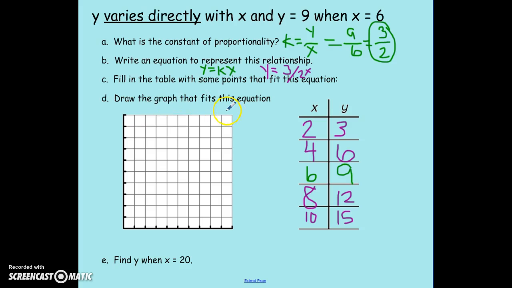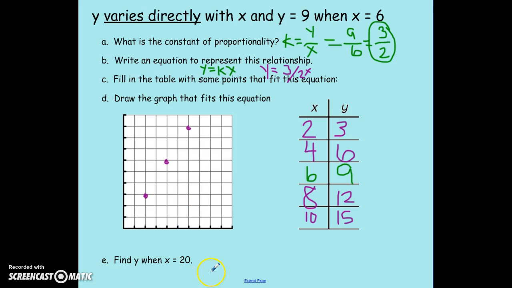Then letter D says to draw a graph that fits the equation. So we're just going to sketch this real quick. 2, 3, 4, 6, 6, 9. And I messed up on my graph. 2, 3, 4, 6. There we go. And on the graph on your paper, you're able to sketch all your points. This graph is just a little bit smaller, so you can go ahead and sketch the graph.